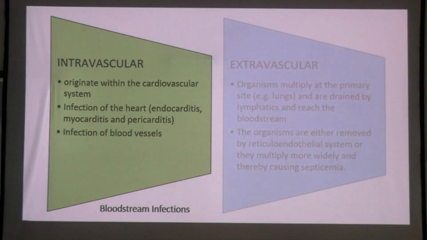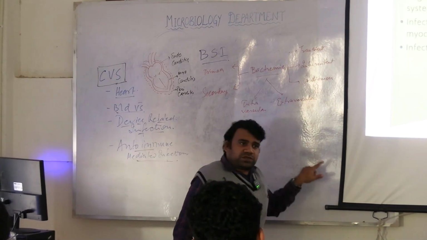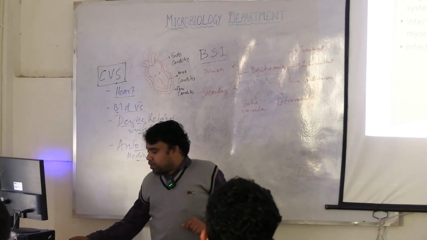The last part is we can also classify bacteremia into either intravascular or extravascular. So this classification is even more simple. If it is localized within the vessels, we call it intravascular, and if it is even outside the vessel, we call it extravascular. Okay, understood? So bacteremia can be transient, intermittent or continuous. It can be primary, it can be secondary, and it could be intravascular, it could be extravascular. Understood?